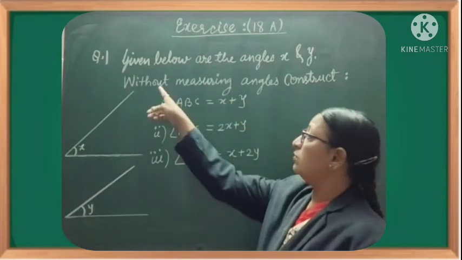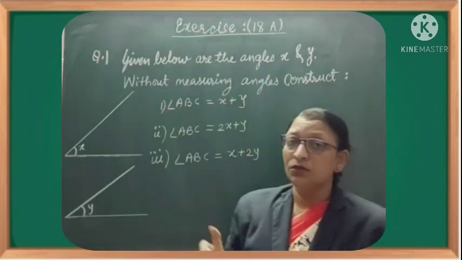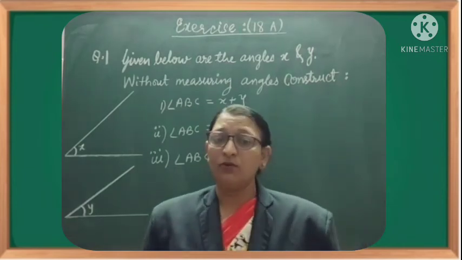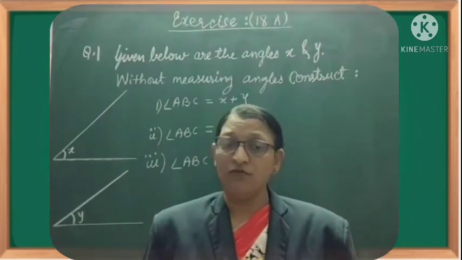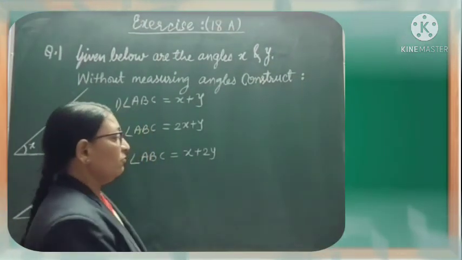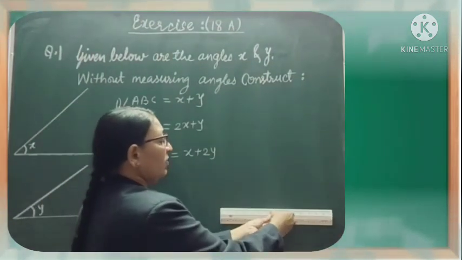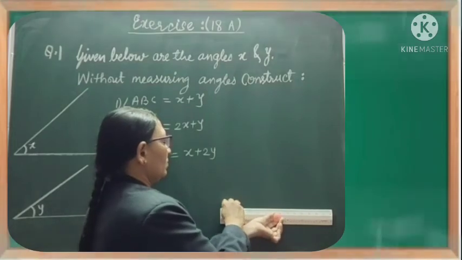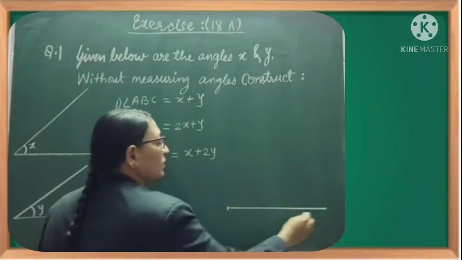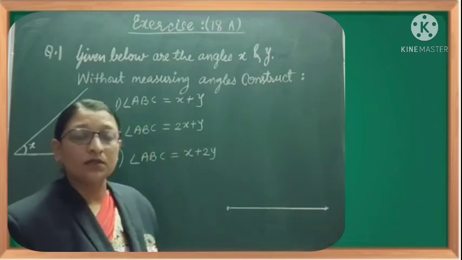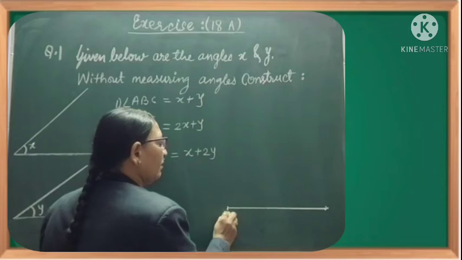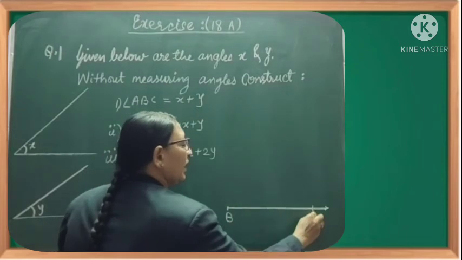Remember, here we have to use ruler and compass. Without using a protractor, we have to draw these constructions of angles. So here we go with the first step. First, we will draw a ray, which is the one arm of our angle ABC, and here we give the name BA.